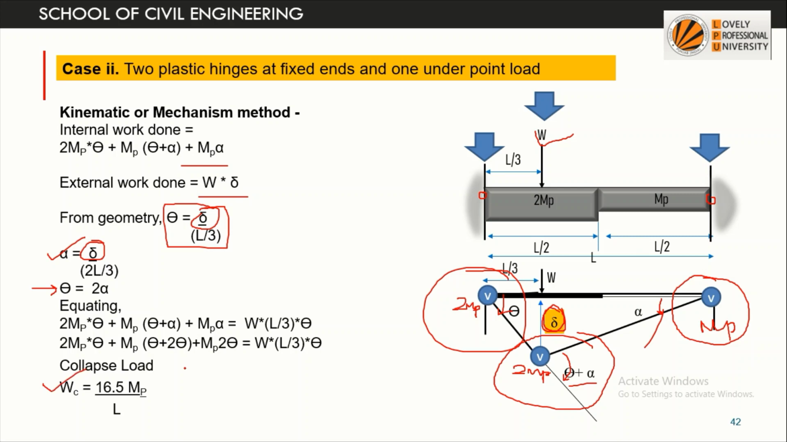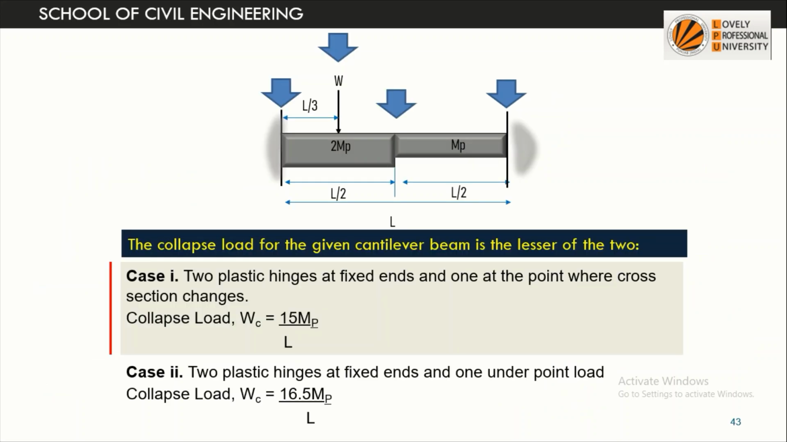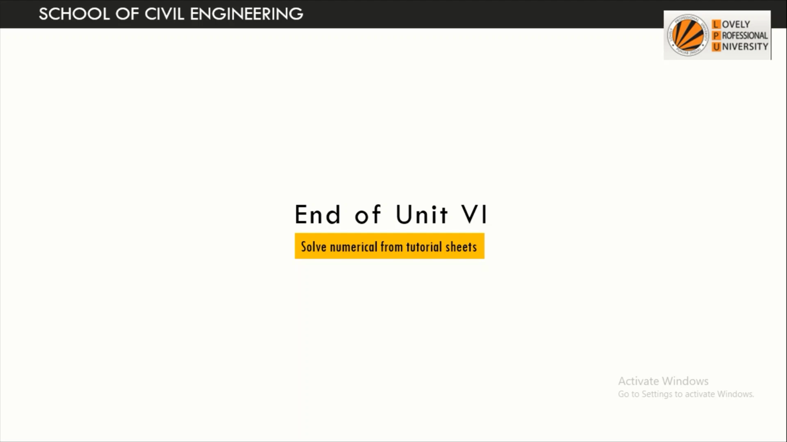So we considered two cases for this question. The first one yielded the value of 15 Mp by L, and the second case yielded the collapse load as 16.5 Mp by L. We will find the minimum of the two values, that is, two plastic hinges at the ends and at the point where the cross section of the beam changed. That position will be taken as the location for the plastic hinge. So I think that is all from my side.